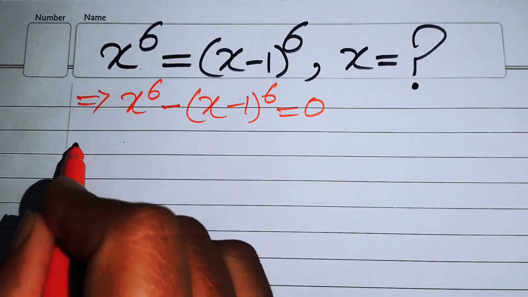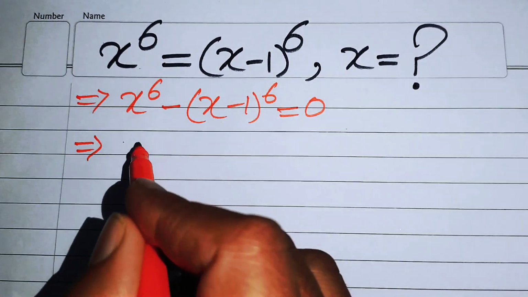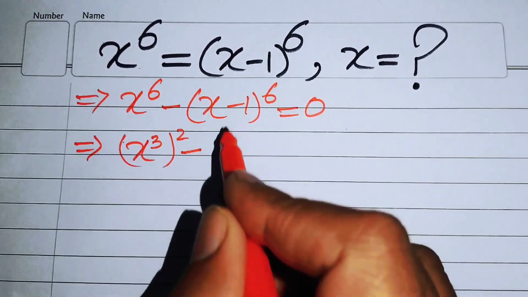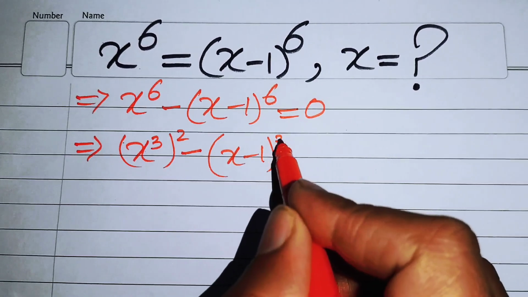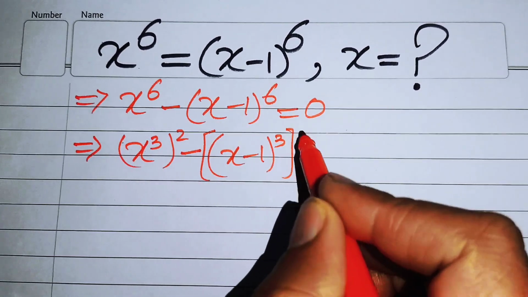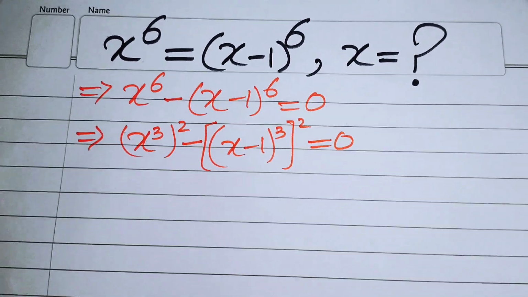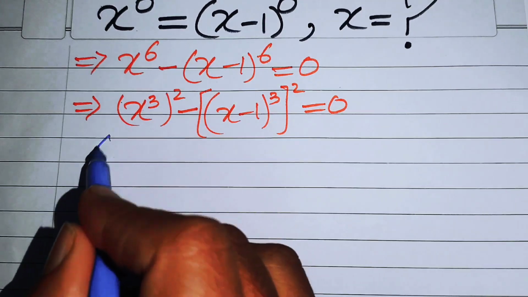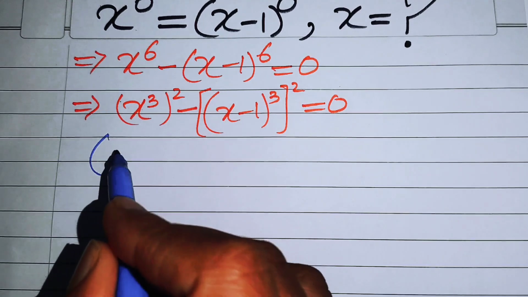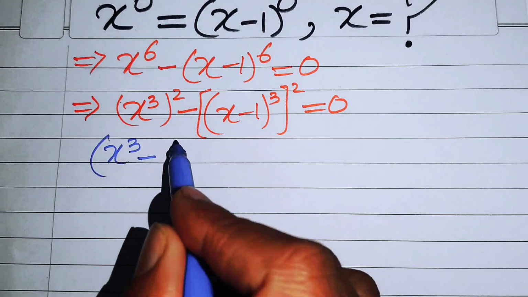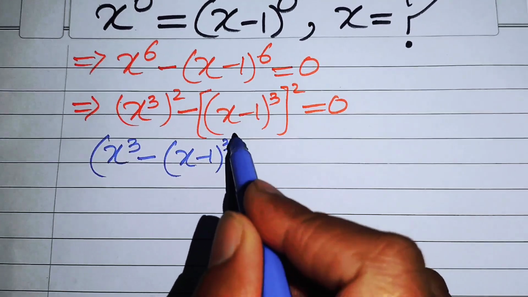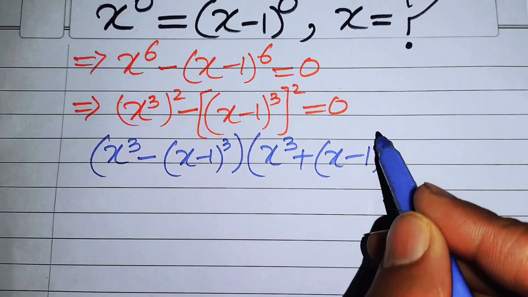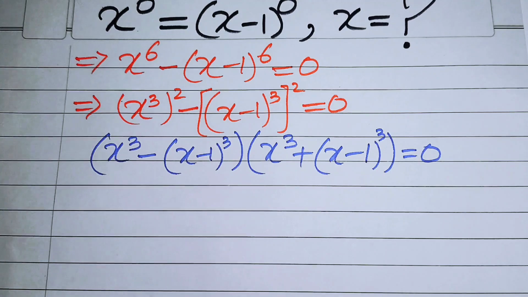In the next step, we write this term x to the power of 6 as (x cubed) whole squared, and similarly we write this term as ((x - 1) cubed) whole squared, and this whole equation equals 0. Then we use the nice square identity, and after applying this identity we have (x cubed minus (x - 1) cubed) into (x cubed plus (x - 1) cubed), and this whole equation equals 0.